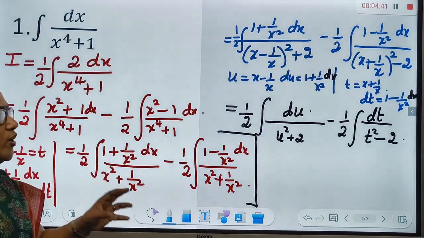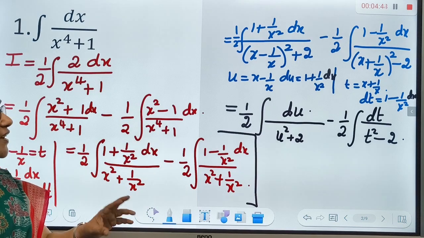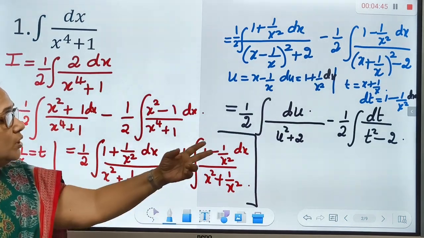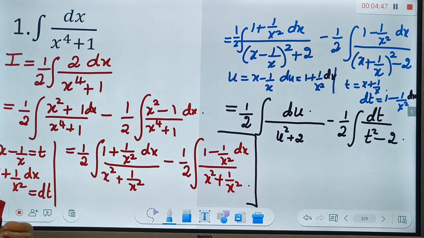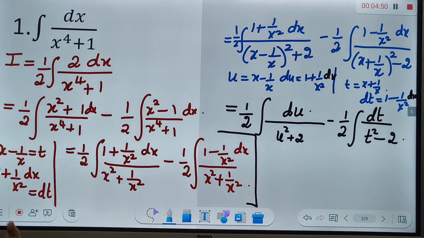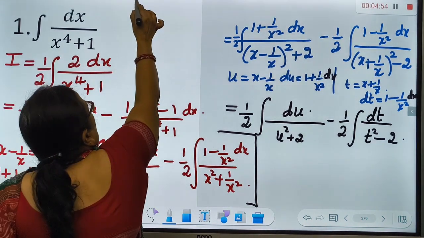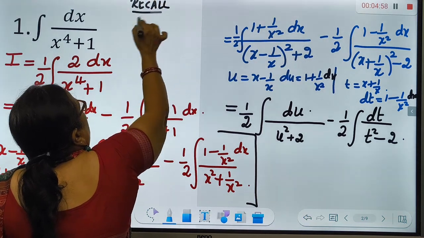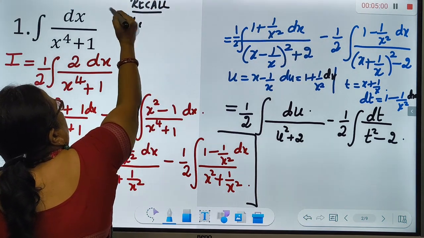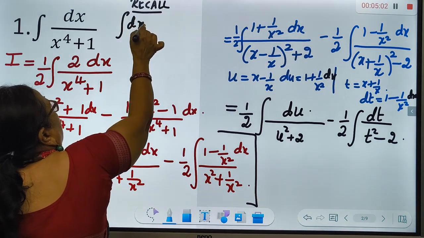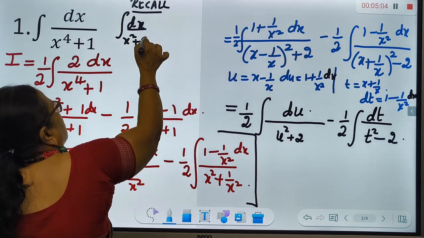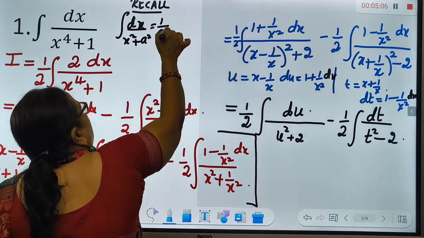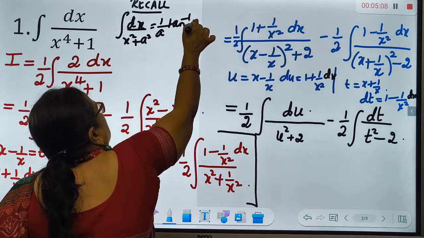Now this is of the form x square plus a square, where a square is 2, so a is root 2. The second integral is of the form x square minus a square, where a square is 2, so a is root 2. And we also know the formula, recall, integral of dx by x square plus a square is 1 by a tan inverse x by a.